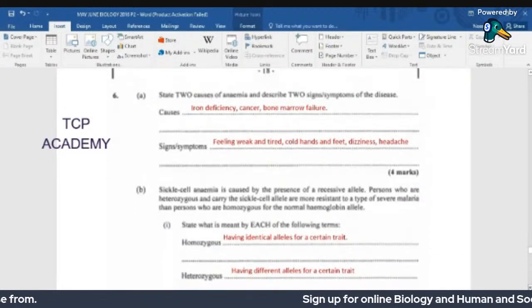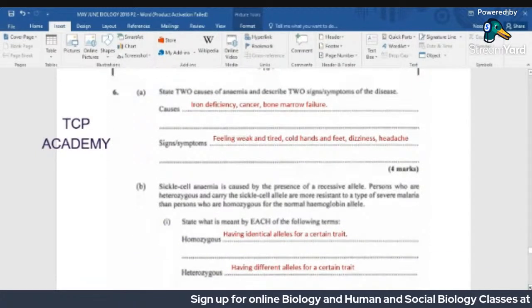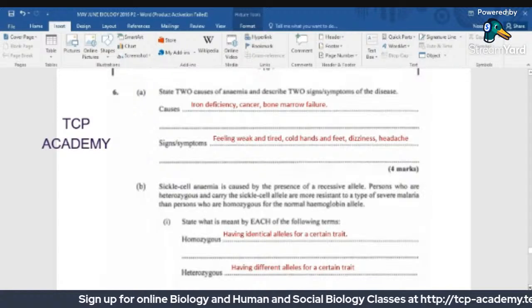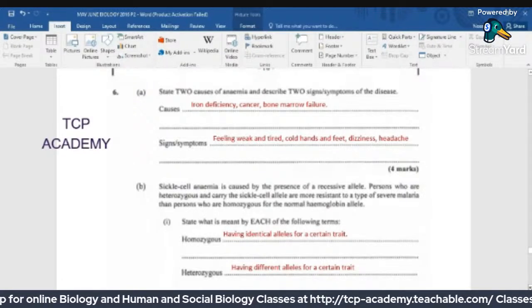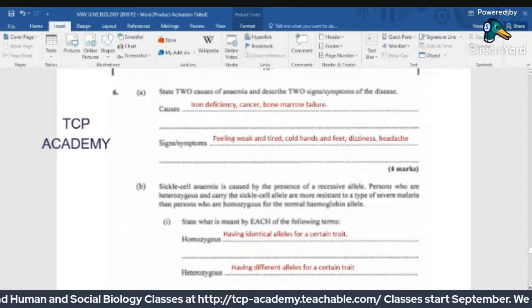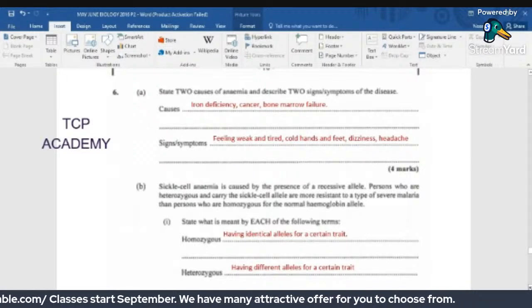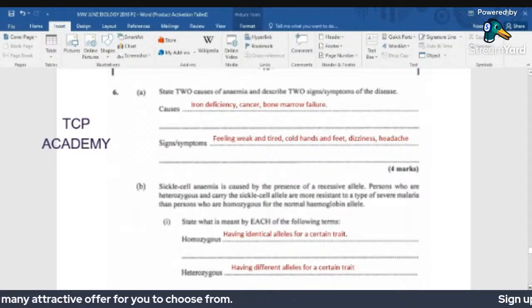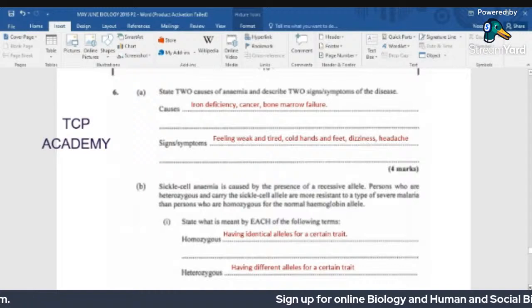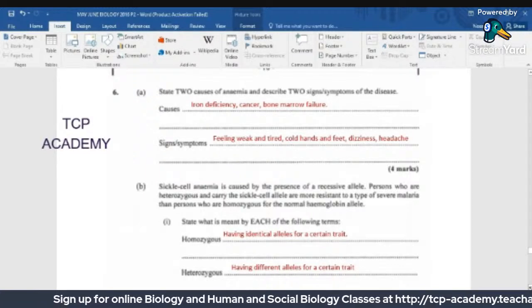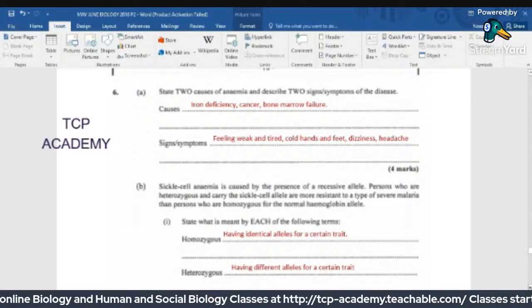Now, sickle cell anemia is caused by the presence of a recessive allele. All right, persons who are heterozygous and carry the sickle cell allele are more resistant to a type of severe malaria than persons who are homozygous for the normal hemoglobin allele. Now, state what is meant by each of the following terms. So, homozygous here means having identical alleles for a certain trait.